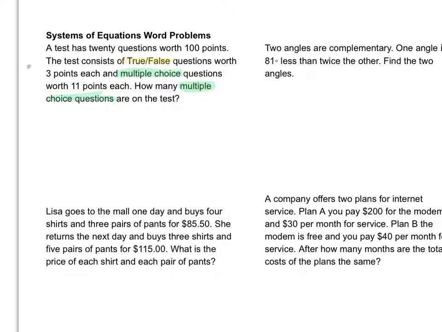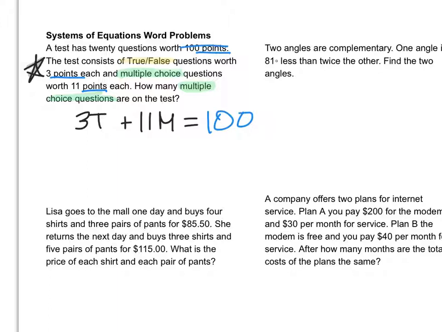So I like this kind of middle equation right here to start with. So true, false questions are 3. So 3 times my number of true, false questions plus 11 times my number of multiple choice questions equals, these are talking about points. So what was my total points? 100. And now I've used all of this information, so I can even scribble it out and look at what I have left.